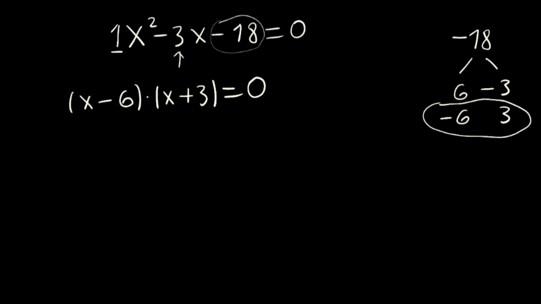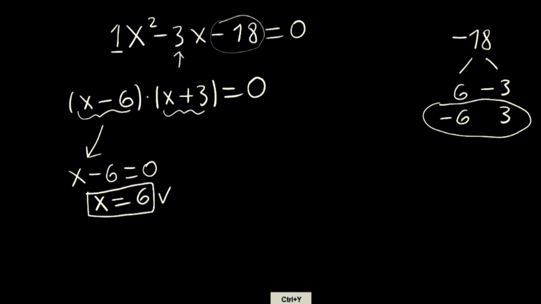So, if we set x minus 6 equal to 0, x will be equal to 6. And if we set x plus 3 equal to 0, x will be equal to negative 3.